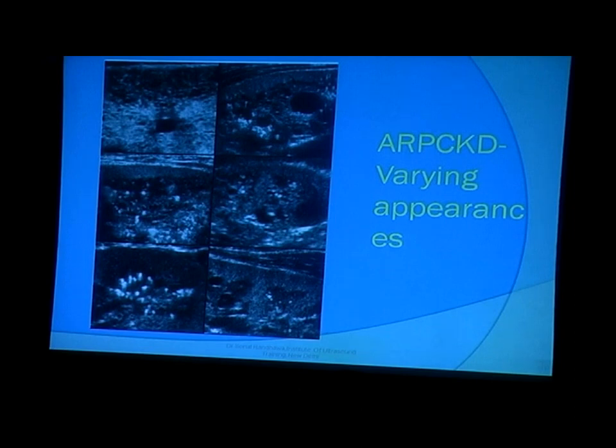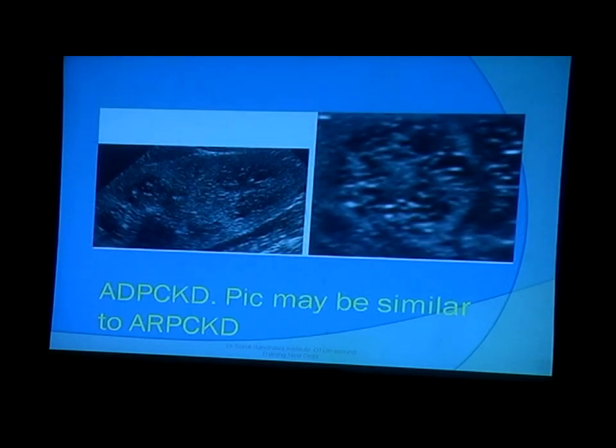So multiple appearances, some of them look as bright echogenic dots. Cysts are more obvious here. Here the cysts are less obvious, more brightness is seen. Here bigger cysts are seen. So different appearances are possible in infantile polycystic kidney also. Same picture again. This may look like adult polycystic.